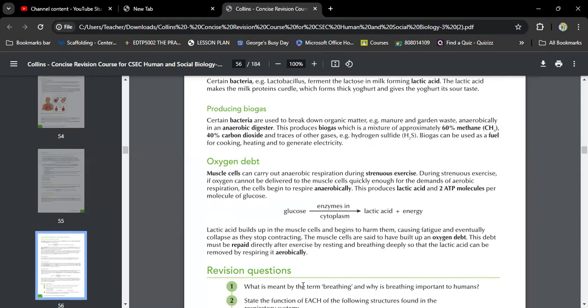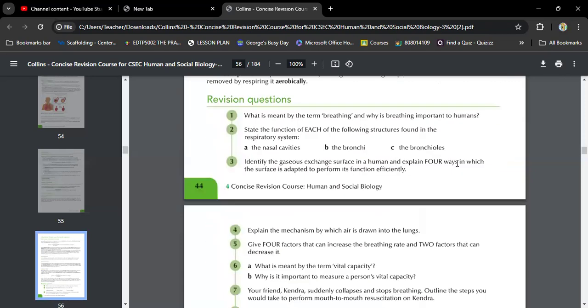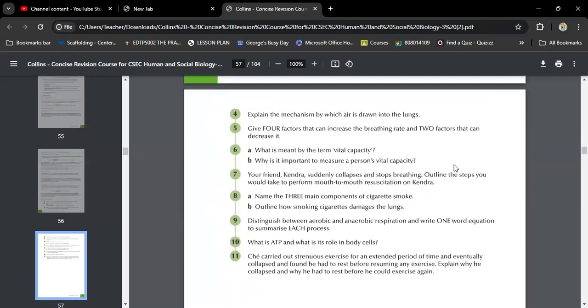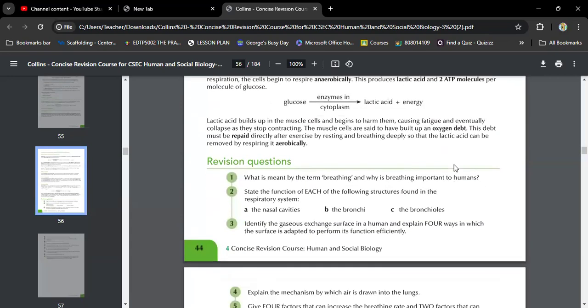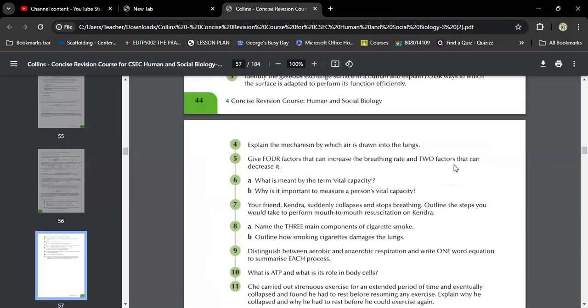This debt must be repaired directly after exercising by resting and breathing deeply so that the lactic acid can be removed by respiring it aerobically. So one of the side effects of exercise and so on is your muscles produce something called lactic acid. But if you're not taking the time to sit and relax and breathe properly, right, then you're going to be facing some dire consequences to those actions, right? So I want you to look at these revision questions because I think they would be really helpful in this chapter.